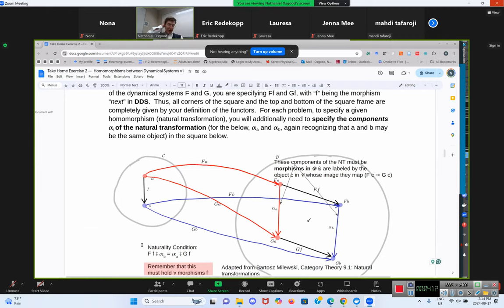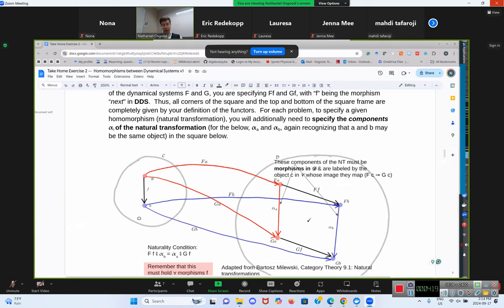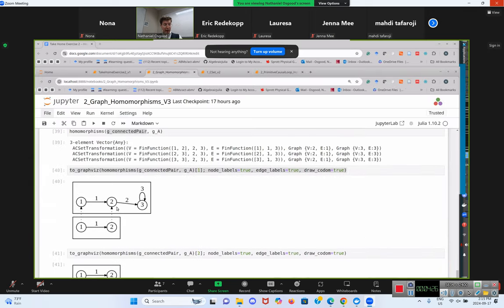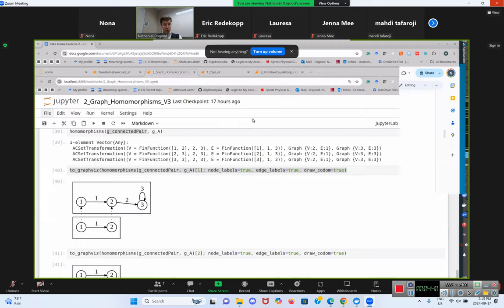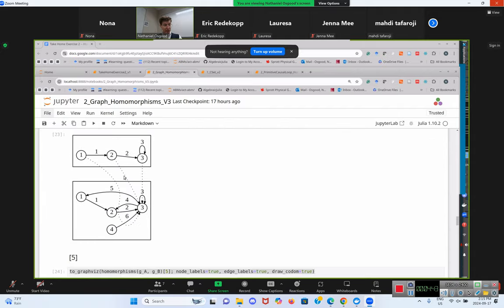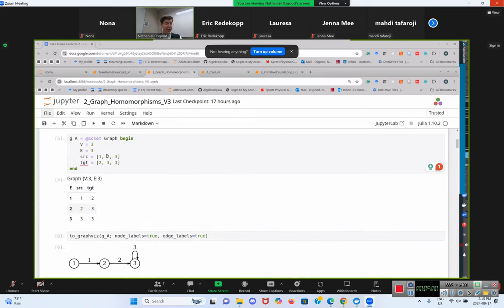But I noted last time that these structure-preserving mappings that we examined between graphs, beyond having a certain intuition for them, constituted natural transformations. And the reason is that each of these graphs, like each of our dynamical systems, represents maps, functors, from a schema category into FinSet, right? So you'll remember that, right? The schema category for graphs was up here, right? We have edges and vertices, and each edge has a target vertex to which it goes, and a source vertex. And it's maps from this, instances or maps from this into FinSet.